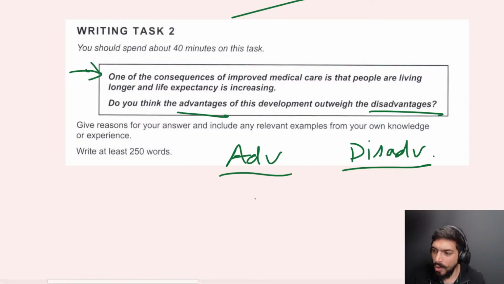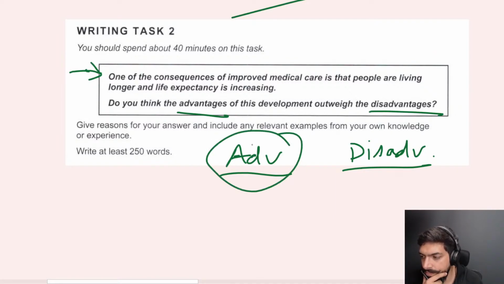Now I have a question. What are you writing advantages about? Are these advantages about medical care? How technically advanced medical care is?